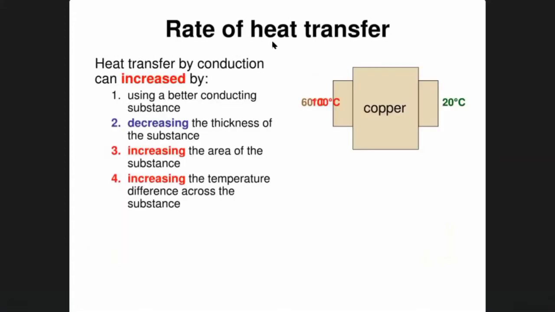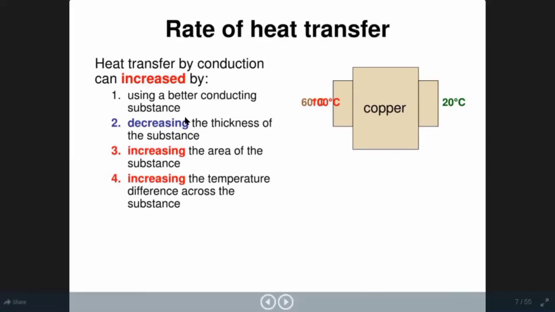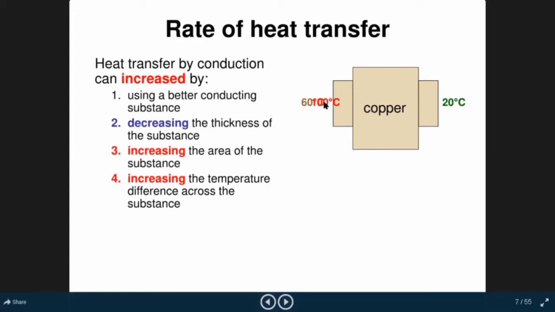Now, let's see. How can you increase the rate of heat transfer in conduction? You can use a better conducting substance. If you're using plastic, you can replace it by metal. You can decrease the thickness of the substance. You can increase the surface area of the substance, so more of the substance will be exposed to heat. Or you can increase the temperature difference. For example, first the difference was 60 minus 20, 40. You increase it to 100 minus 20, 80. When the difference is larger, the rate of transfer increases.